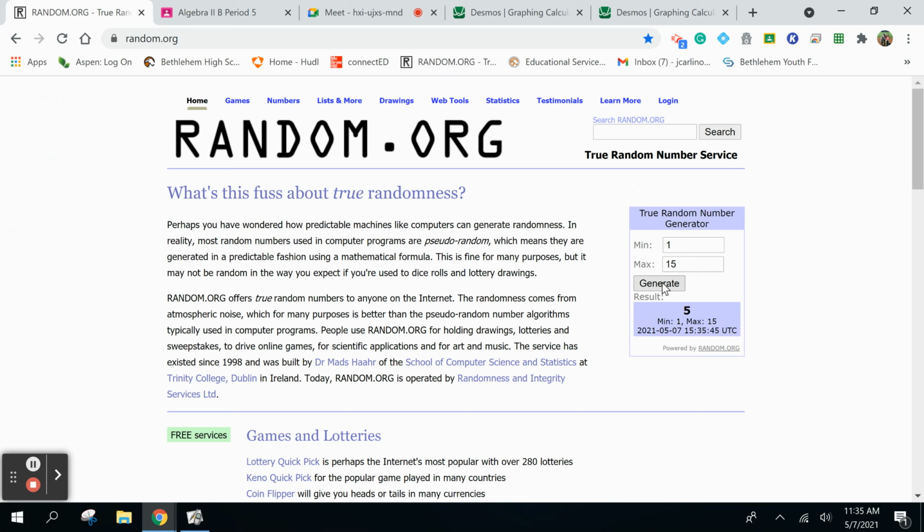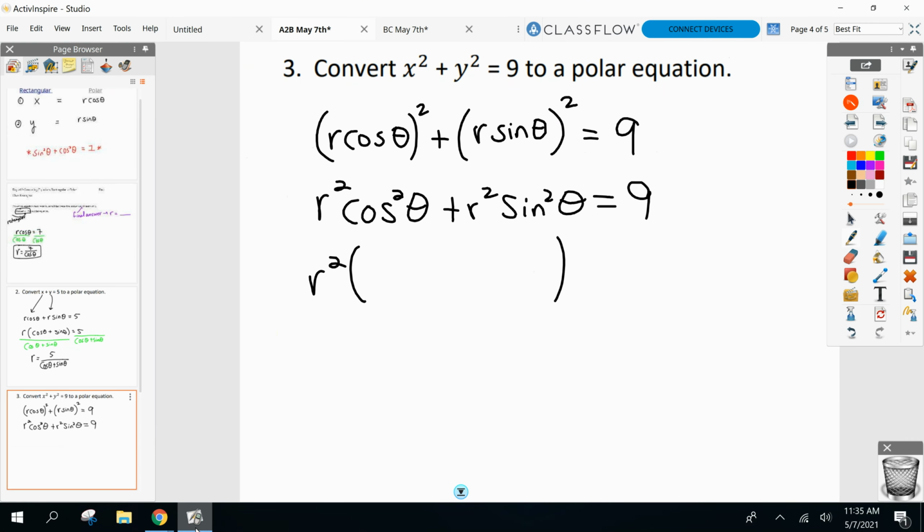Ready to go, Ella? What's left in the parentheses? Cosine squared theta plus sine squared theta. There you go. Equals 9. Yep.